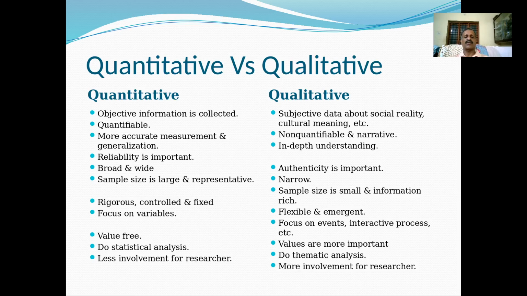Basically, there are two types of approach: the quantitative approach and the qualitative approach. And there are so many differences between them. The basic thing is that quantity or numerical values and practical application are dealt with in quantitative, whereas emotions and in-depth data are dealt with in qualitative studies. So that is the basic difference between these two.